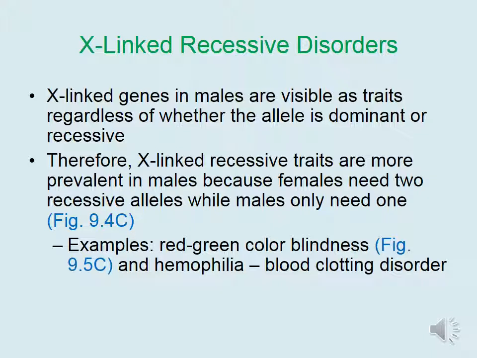X-linked genes in males are visible as traits regardless of whether the allele is dominant or recessive. This is because males only have one X chromosome. Therefore, X-linked recessive traits are more prevalent in males because females need two recessive alleles to have the trait, while males only need one. Examples of X-linked recessive traits that are more common in males include red-green color blindness, in which an individual cannot see red or green colors, and hemophilia, which is a blood clotting disorder, in which an individual can continue bleeding after a small cut.